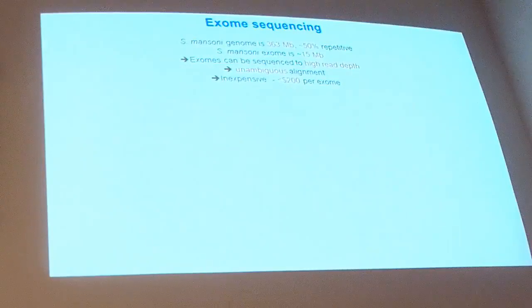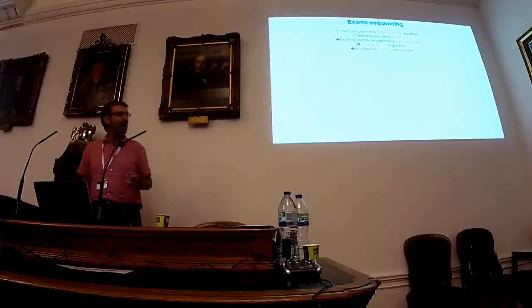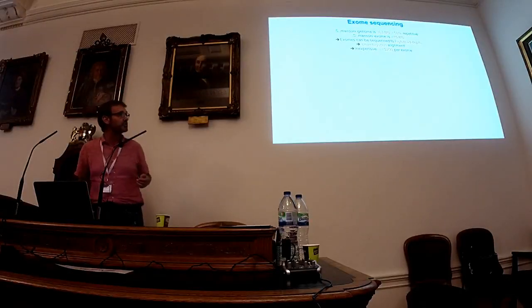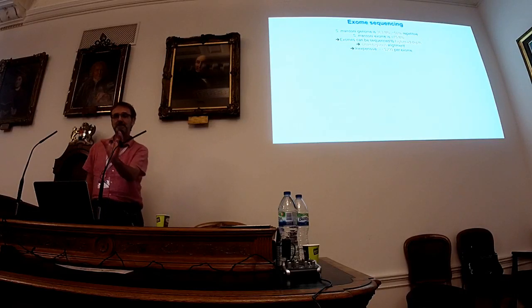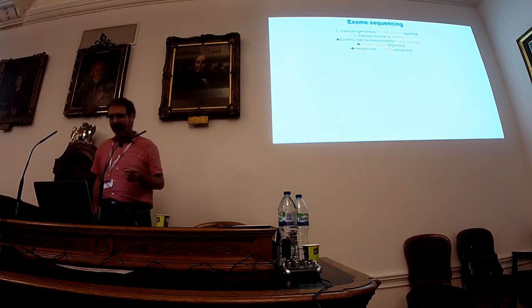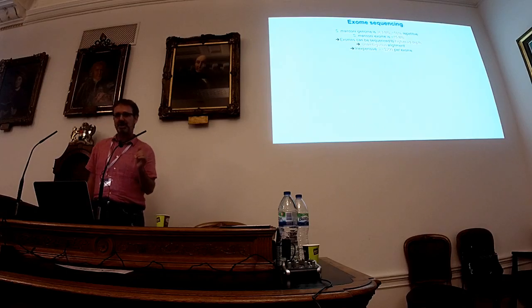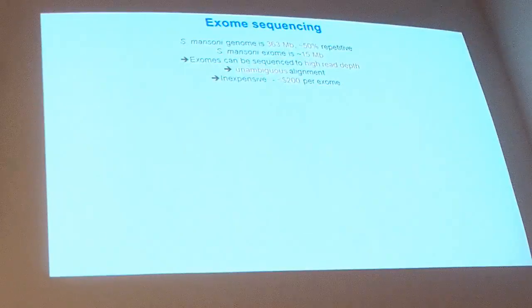So we now take all of those parasites and we want to genotype them. We don't want to sequence whole genomes, as that will break the bank. So we have partially sequenced genomes by exome capture and sequencing. Essentially, we make the 363 megabase genome into a 15 megabase exome, and we can therefore sequence much cheaper to high read depth. We can specifically target only genome regions that can be unambiguously aligned, and we can get it down to around $200 per genome.